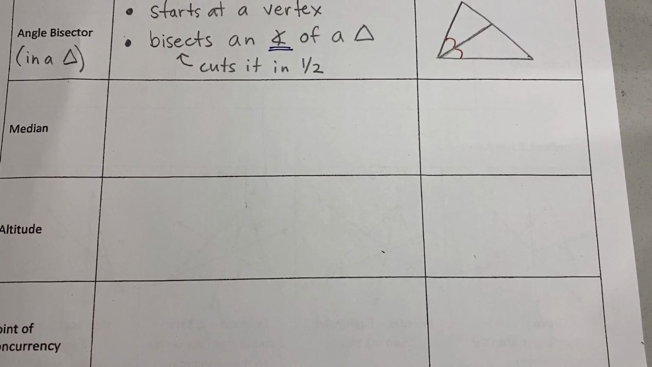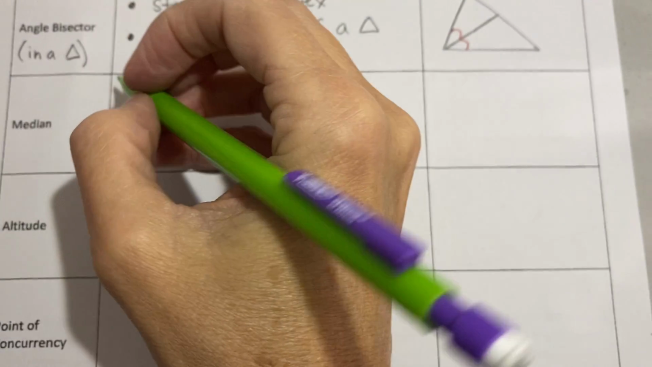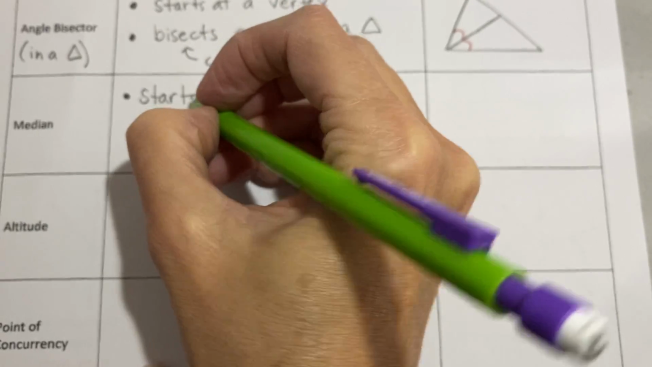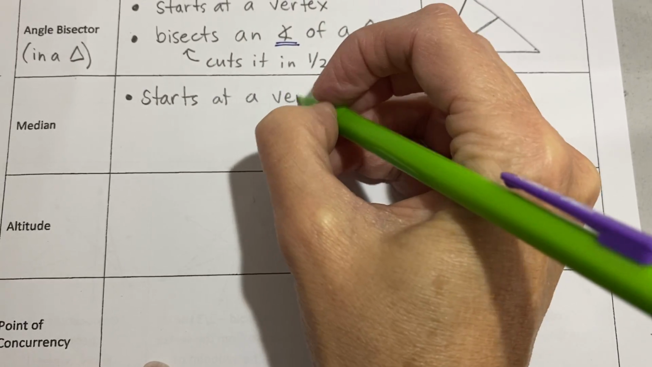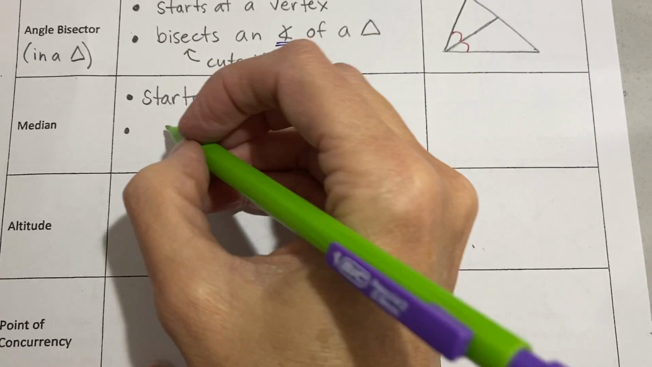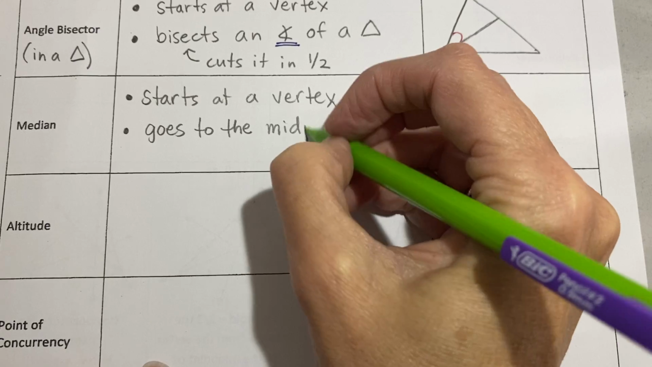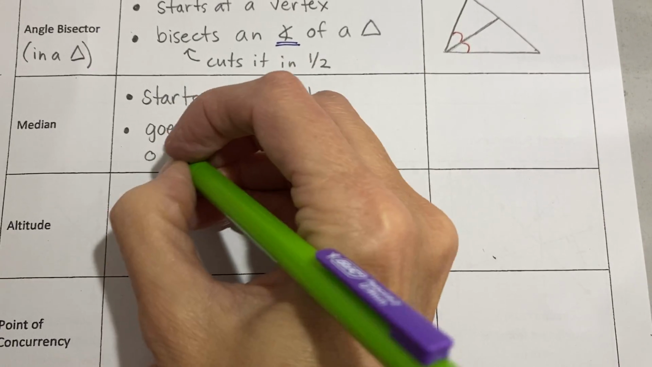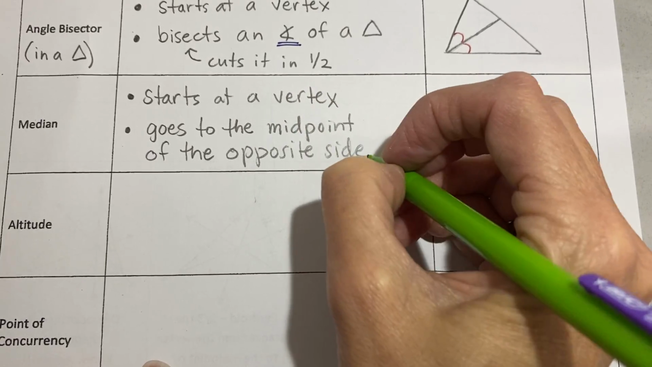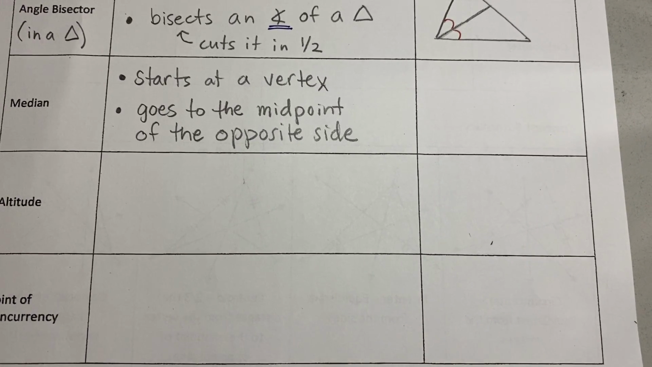So we've got perpendicular bisector, we've got angle bisector, and then there are 2 more: median and altitude. The next one is called a median, and a median also starts at a vertex. It starts at a vertex, and it goes to the midpoint of the opposite side. That's why it's called a median.